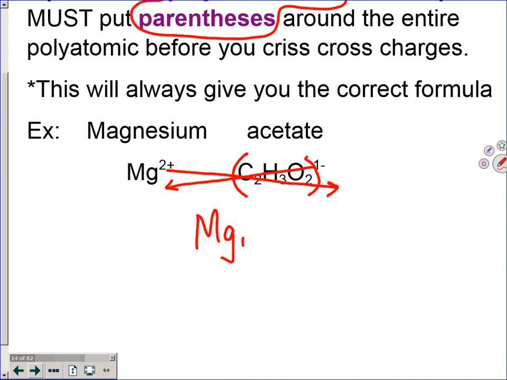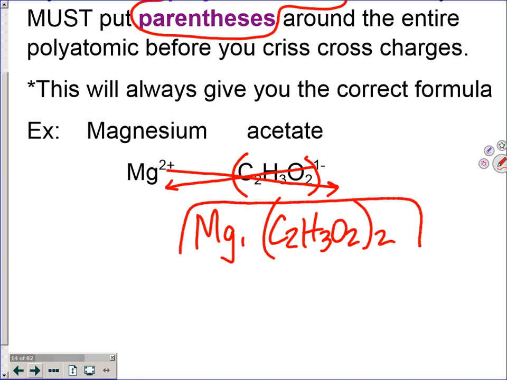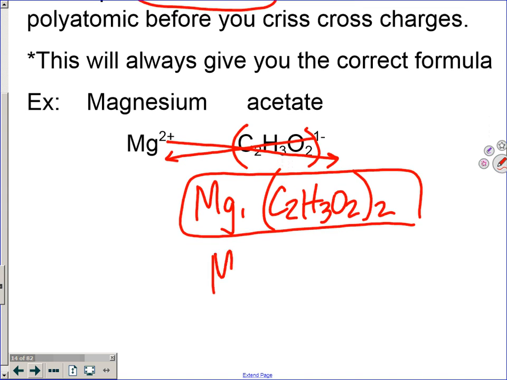I'm going to put a 1 there just for placeholding. And then what? What's in front of the C? Parentheses. C2H3O2, parentheses, 2. So this is the correct answer. This is magnesium acetate. What many people like to do, just because they're figuring out how to put parentheses on things, is they just do Mg, C2H3O2, 2, because they crisscross the charge.